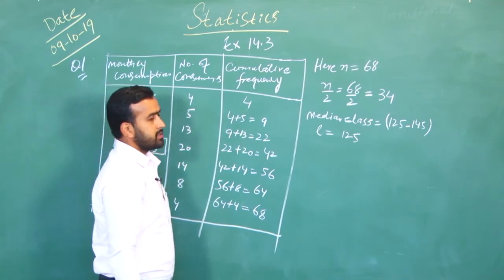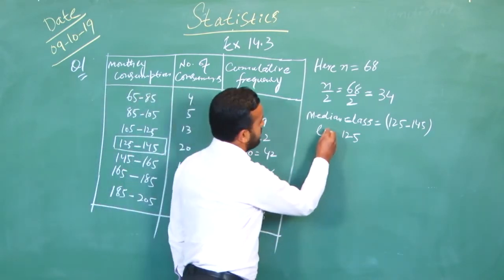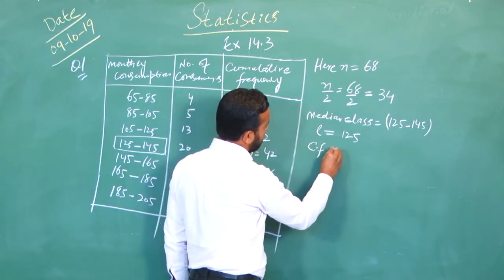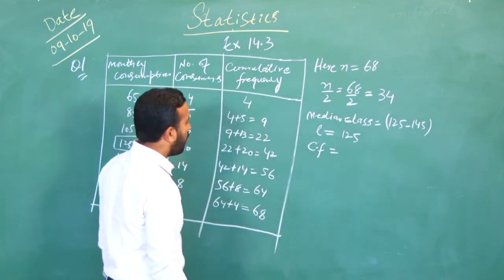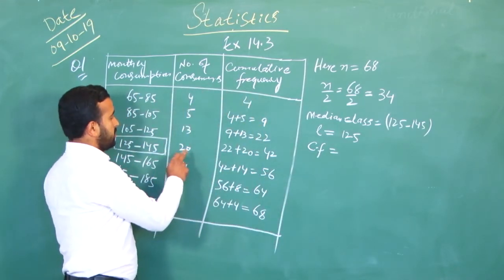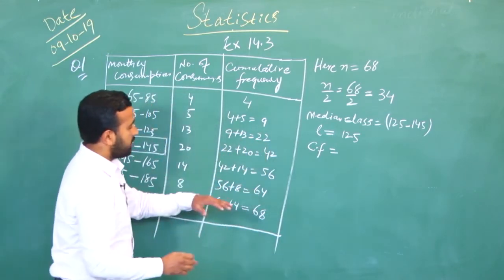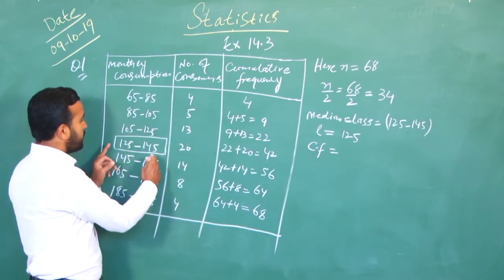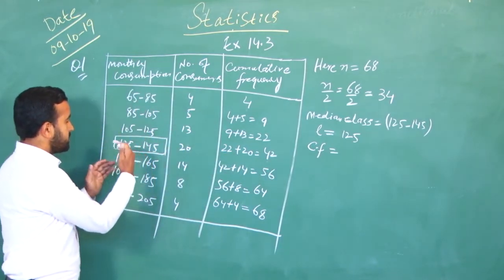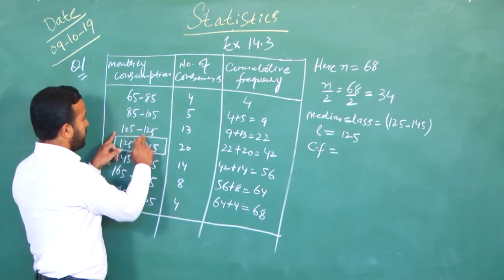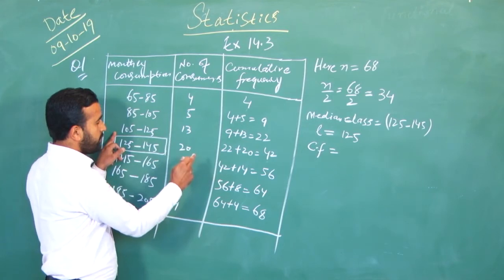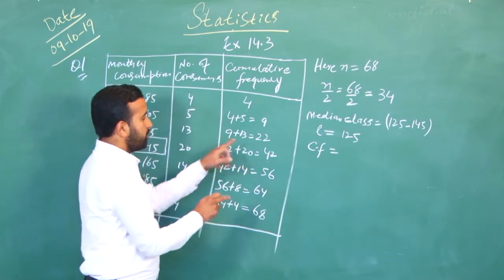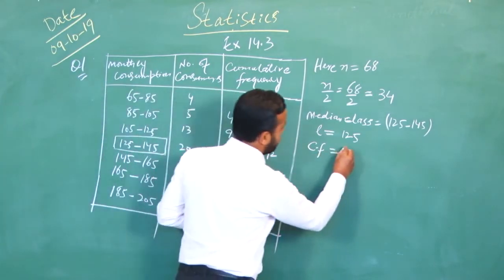And then what is the next parameter that is required in the formula? We need CF. CF is the cumulative frequency, but of the preceding class. Here you can see the particular frequency we found, that was 42, and this is the group 125 to 145. But the group which comes before this group, that is 105 to 125, and the cumulative frequency corresponding to this group is equal to 22. So the value for the cumulative frequency here we will use as 22.